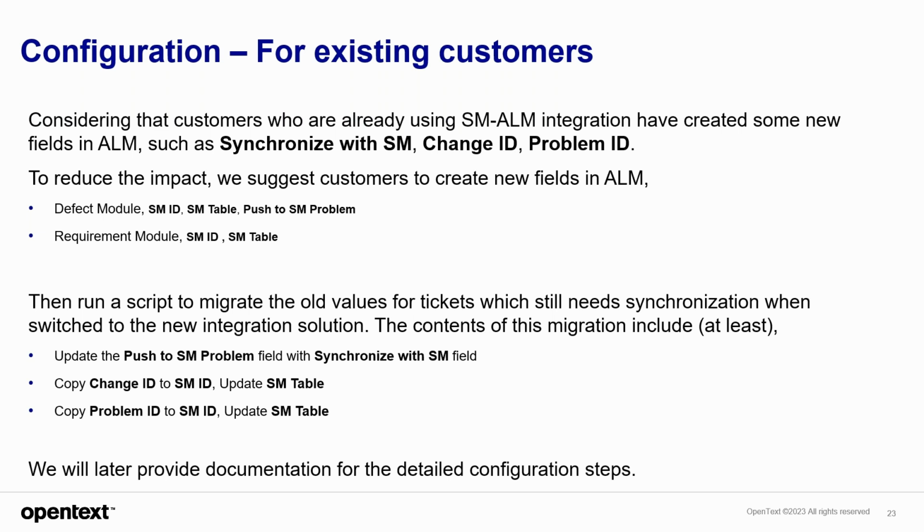Then you can run a script to migrate all the values for tickets which still need synchronization when switched to the new integration solution. The contents of the migration include some actions. First, we will update the push to SM field with the synchronize with SM field. For the change module, we will copy change ID to SM ID and then update the SM table. And for the problem module, we can copy problem ID to SM ID, then update the SM table. And there are some other actions in the script. For the script, the examples, and even the detailed configuration steps, we will later provide documentation for you.